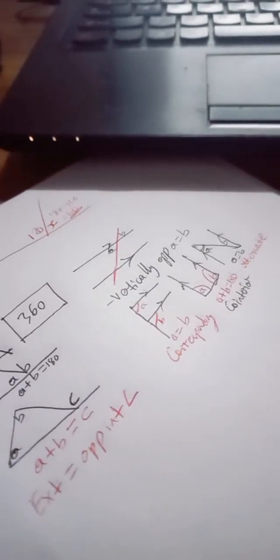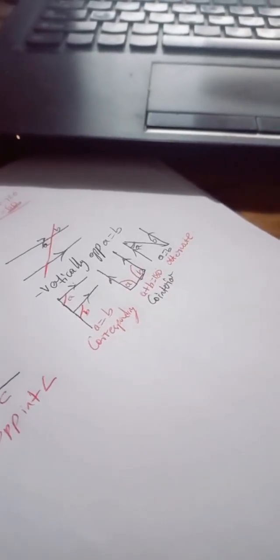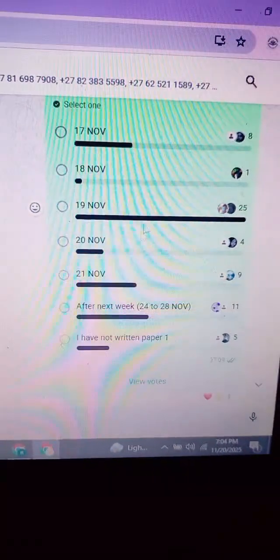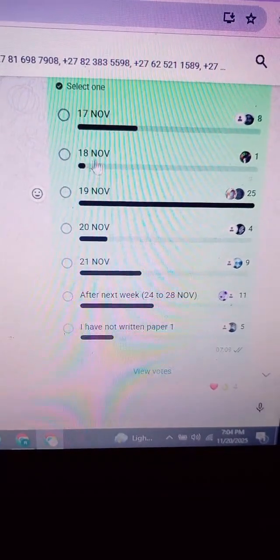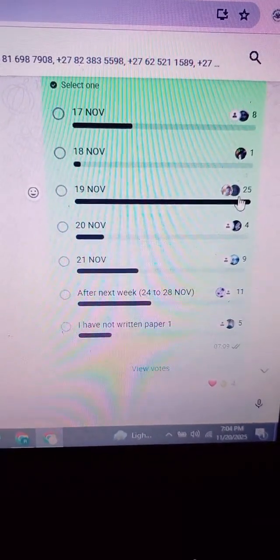We are preparing for the paper for those who are writing tomorrow, Monday, Tuesday, a few are writing. I saw it in my group that a few are writing. Others wrote yesterday. Others are writing tomorrow. Where are you? I want to show you the dates. I gave people the dates. You see here, 17 November, 18, 19. Most people wrote yesterday.